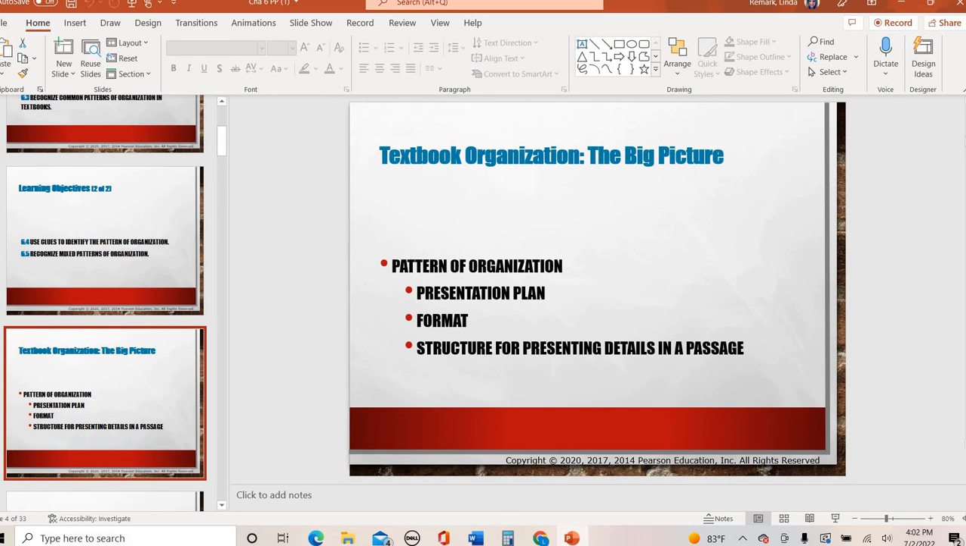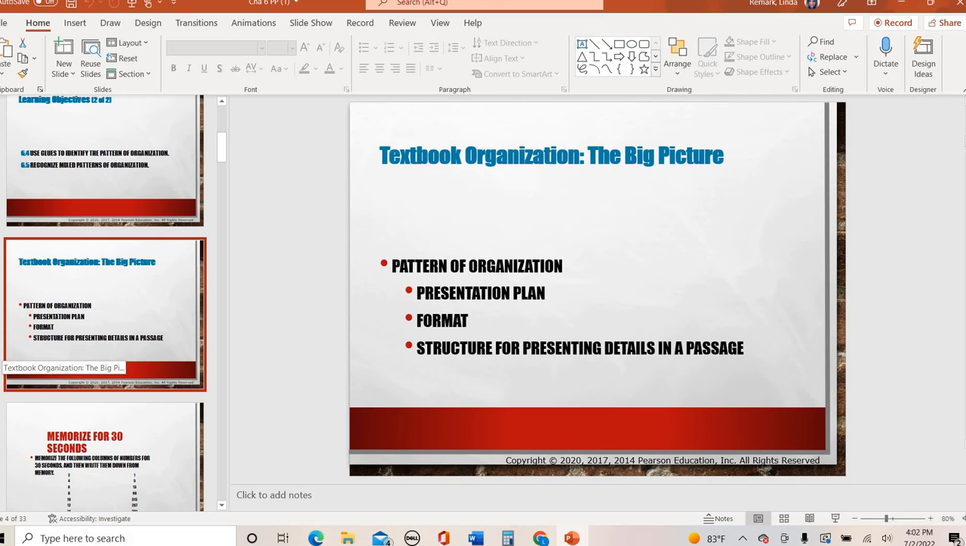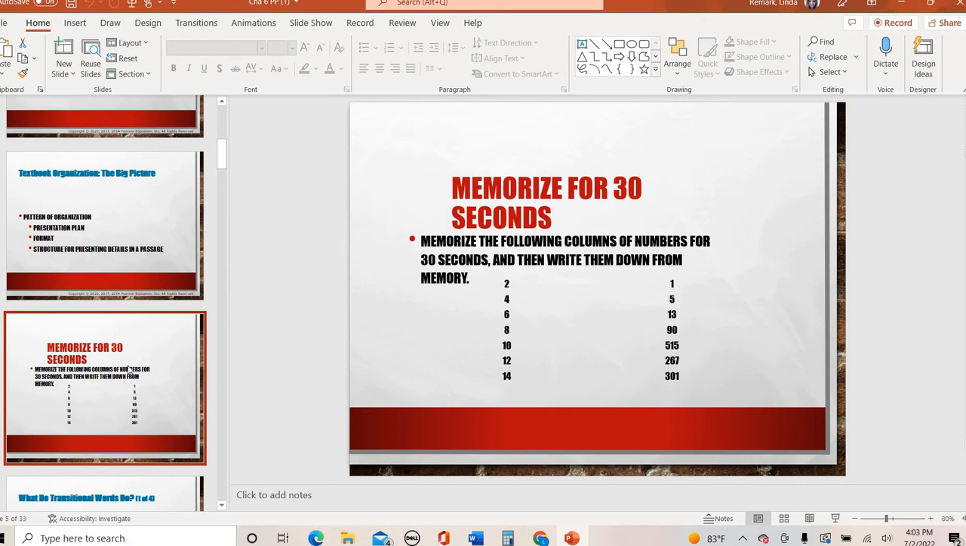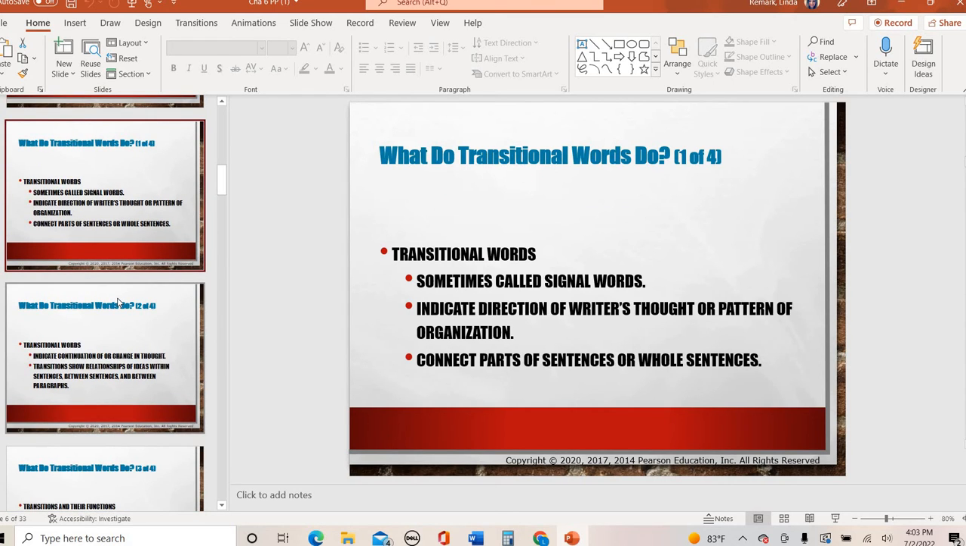So patterns of organization, what I want you to do is try to, and I'm going to leave it up for about 30 seconds, I want you to do this exercise with me right here on this screen. Go ahead and try to memorize those two columns of numbers for about 30 seconds. Okay, now what I want you to try to do is write down those two columns of numbers. So if you need to pause it real quick and try to write them down, then come back to the video. How did you do?